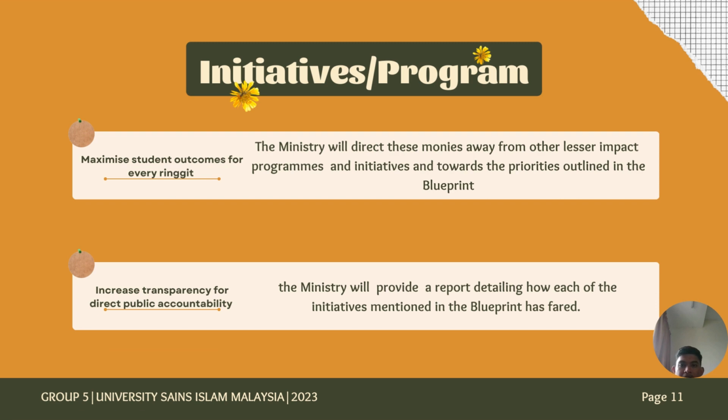The second last initiative is maximize student outcome for every ringgit. The ministry will direct these monies away from other lesser impact programs and initiatives and towards the priorities outlined in the blueprint. The last initiative from the Malaysian blueprint is increased transparency for direct public accountability. The ministry will provide a report detailing how each of the initiatives mentioned in the blueprint has fared.